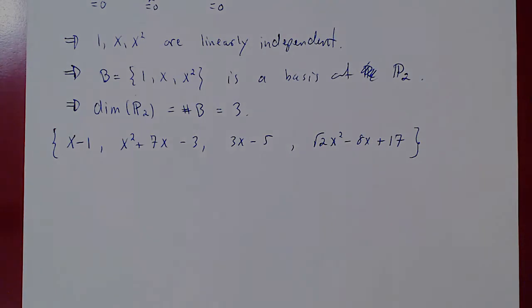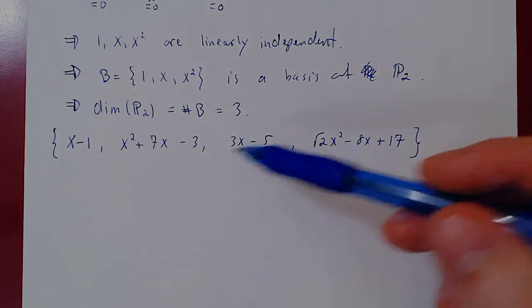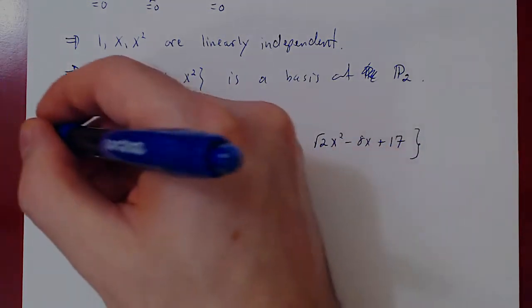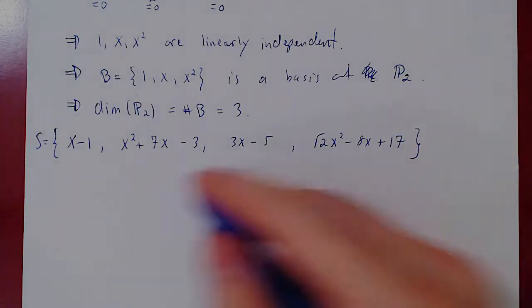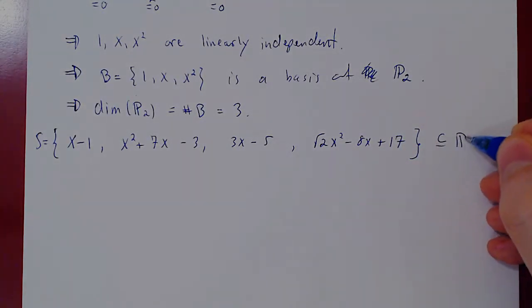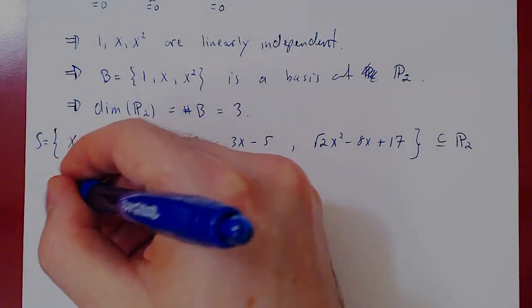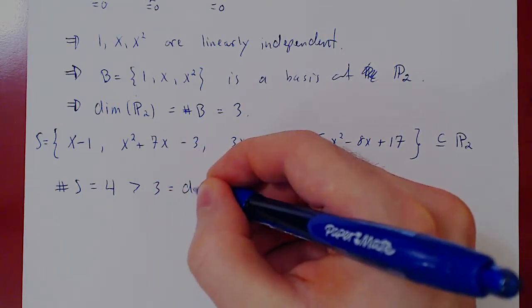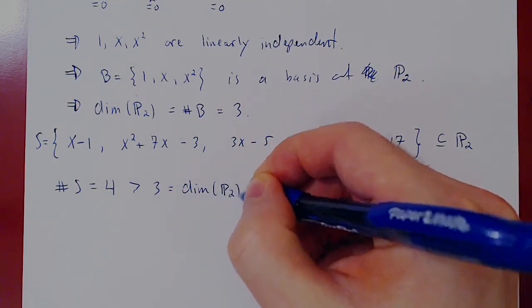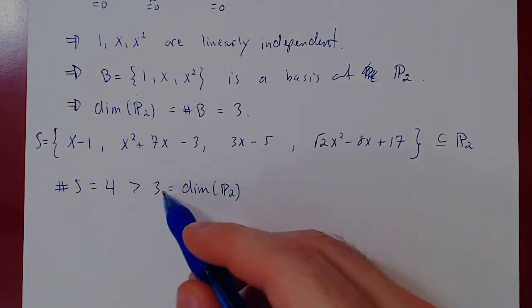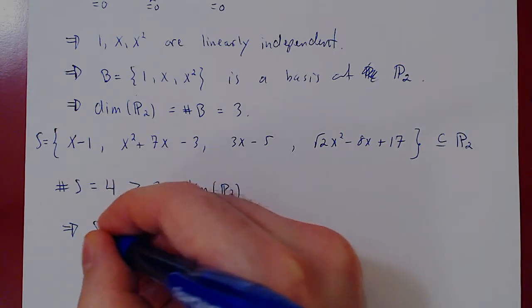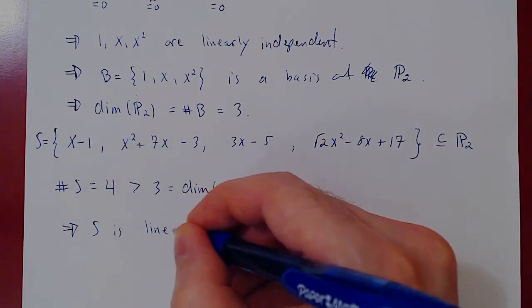P2 is a set of polynomials of degree at most 2. Every one here is of degree at most 2. So all of these, if I call this set, say, S, are in P2, so S is a subset of P2. But the size of S is 4, which is strictly bigger than 3, and that is the dimension of your space. So, if you have more elements than the dimension of your space, automatically these polynomials are linearly dependent. So as a set, S is linearly dependent.